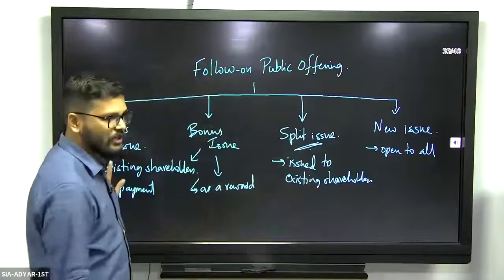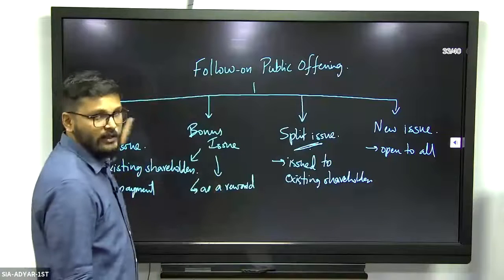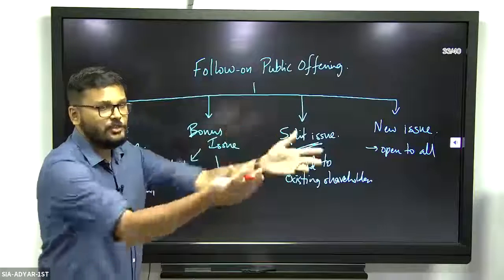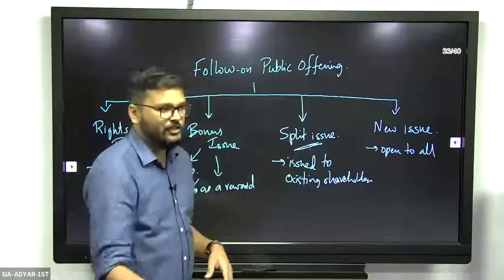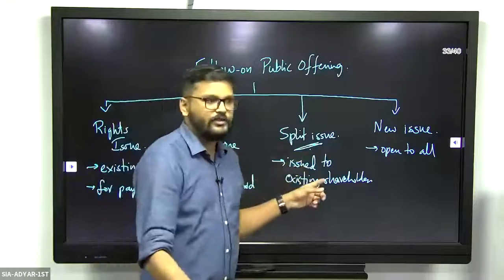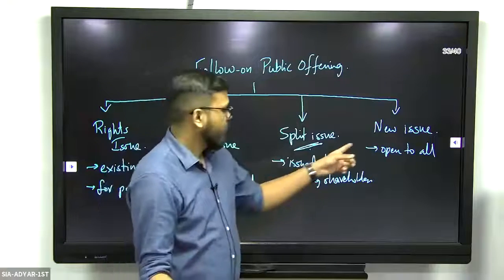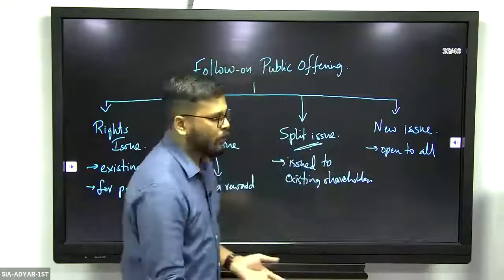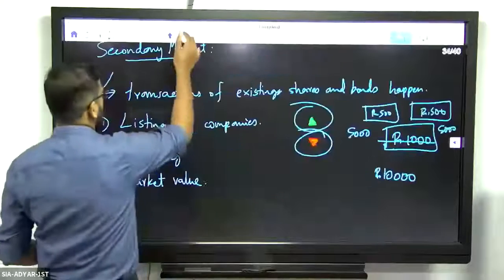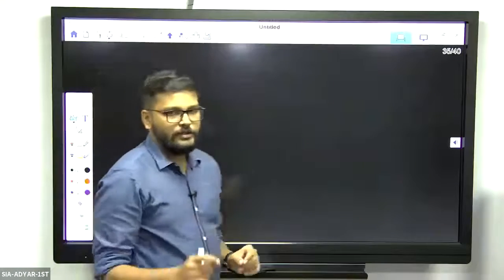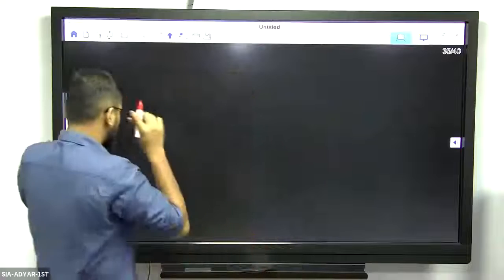So this is to existing shareholders, this is after paying money, this is without paying money. But both these are extra shares, adding extra value. Here also it is to existing shareholders, it is also extra shares but without adding value. New issue is open to all, not to existing shareholders. Now coming back to secondary market, we are almost done with secondary market. Just a couple of more points.